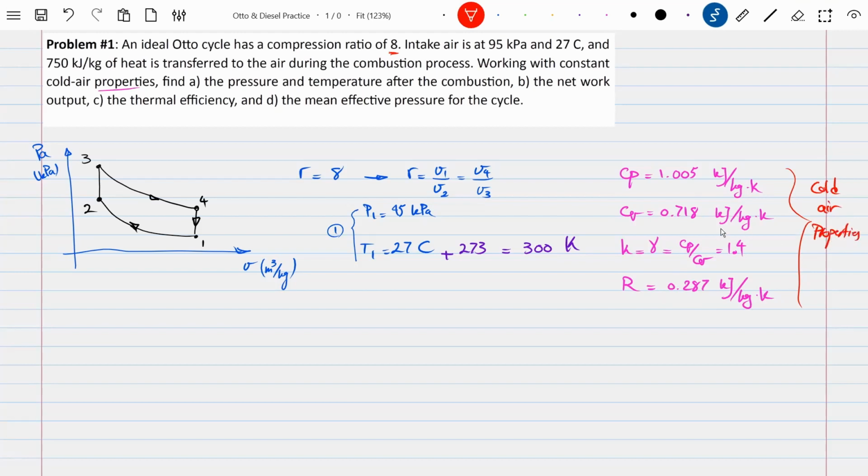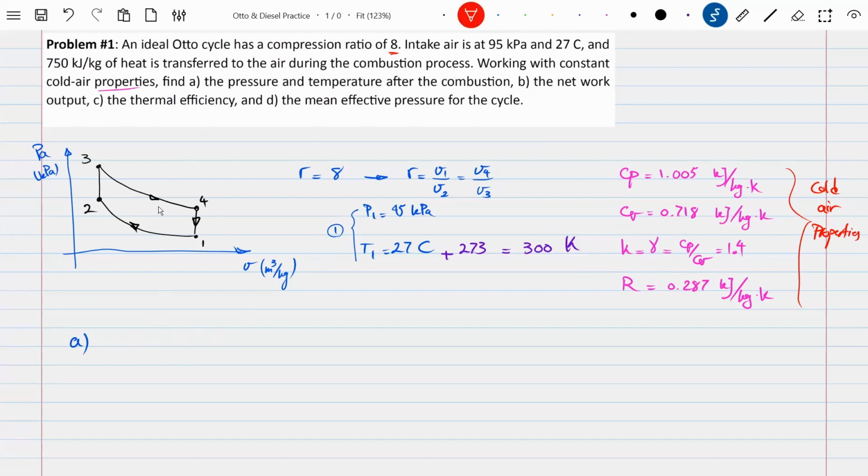Now, we are going to assume that air properties are independent of temperature, which is not quite an accurate assumption, but as we discussed in the lecture, this assumption greatly helps us with simplification of our analysis. All right, so let's get to work. The first bit of the problem, part A, asks us to find the pressure and temperature after the combustion. Very good. So let's start with the temperature.